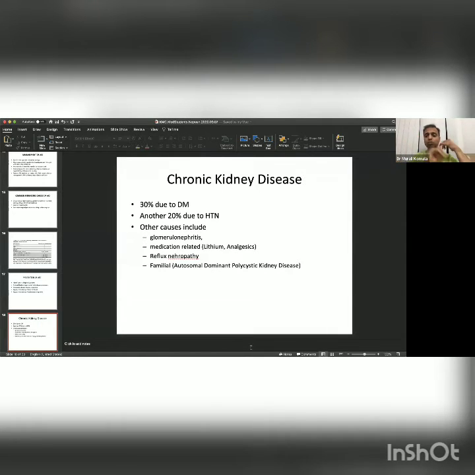And the other most important thing you should remember is kidney disease can run in families, especially a condition called autosomal dominant polycystic kidney disease. As the name describes, it is a dominant condition. So if one of your parents has got it, then there is a 50% chance that you will get it, and there's a 50% chance that you'll give it to one of your children as well.